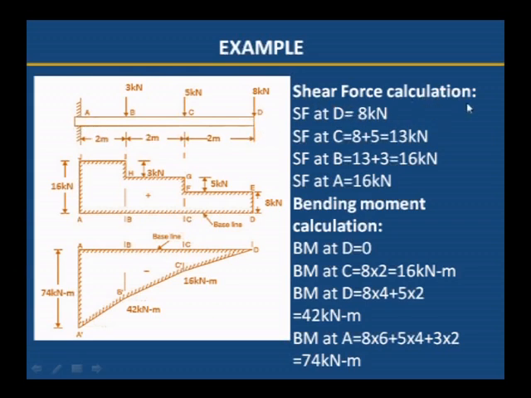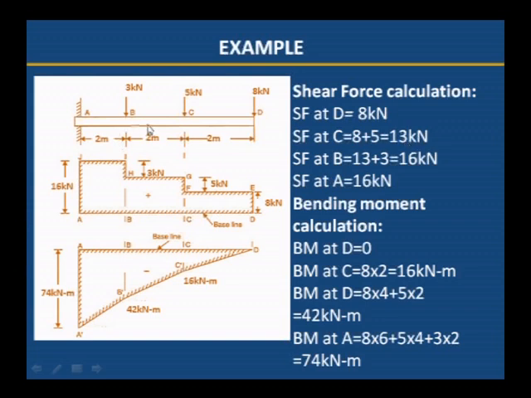For calculating the shear force, shear force at D is equal to 8 kilonewton. How is it 8 kilonewton? Here from the right side at point D, only one load of 8 kilonewton is acting, that we have to write down. This is downward, that is why it is positive. Then shear force at C: up to point C, whatever forces are acting we have to consider. 8 kilonewton is already considered, plus 5 kilonewton is added. 8 plus 5 is 13 kilonewton.